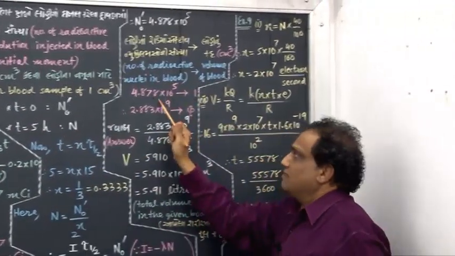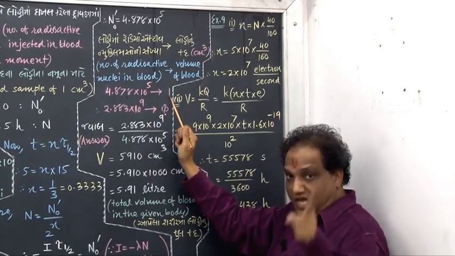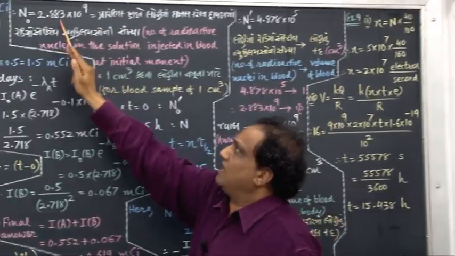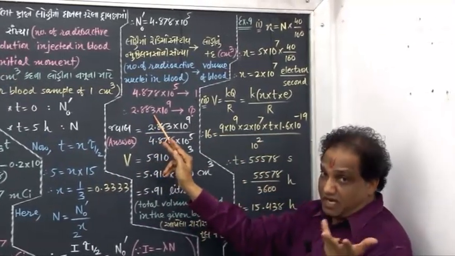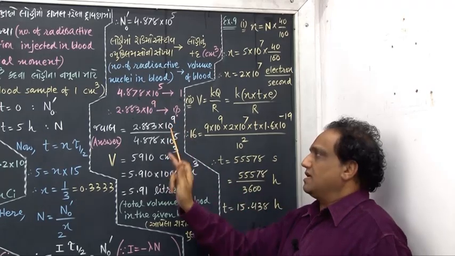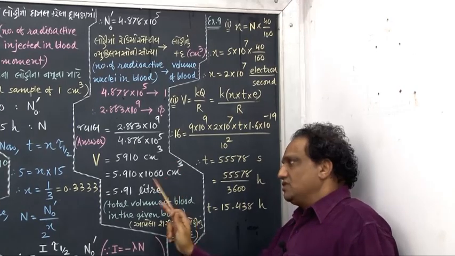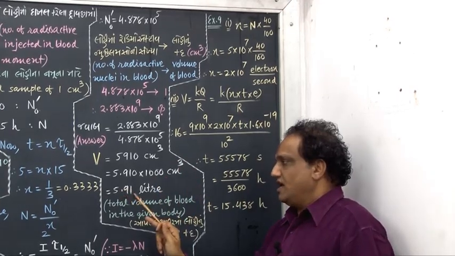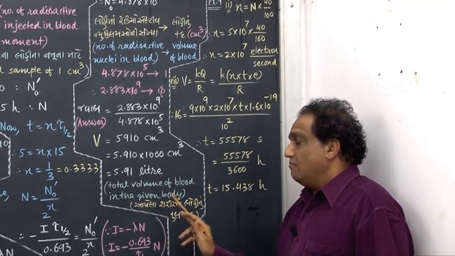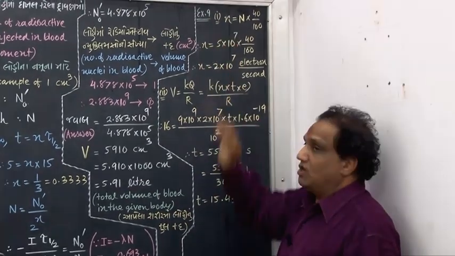Fine. So for this one number of undisintegrated atoms, if volume of blood is 1 centimeter cube, then for this many number of undisintegrated atoms, this many 2.883 into 10 to 9, what is the volume of blood? This into this upon this. That comes out to be this many centimeter cube. That is this into 1000 centimeter cube. 1000 centimeter cube is 1 liter. So it is 5.91 liter. Correct? That will give you total volume of blood in a given body. Fine. Now kindly read this statement of number 9.